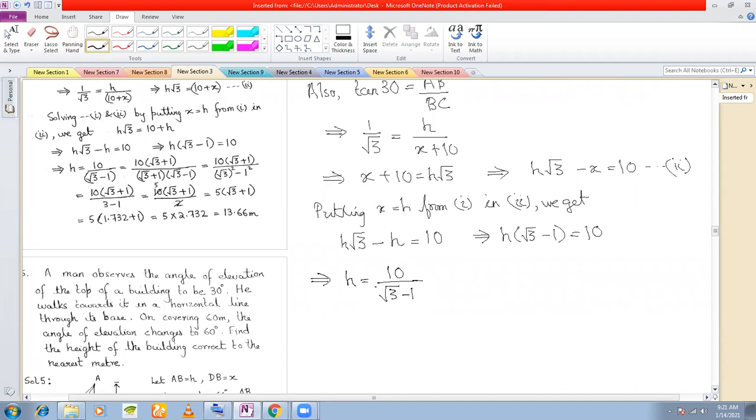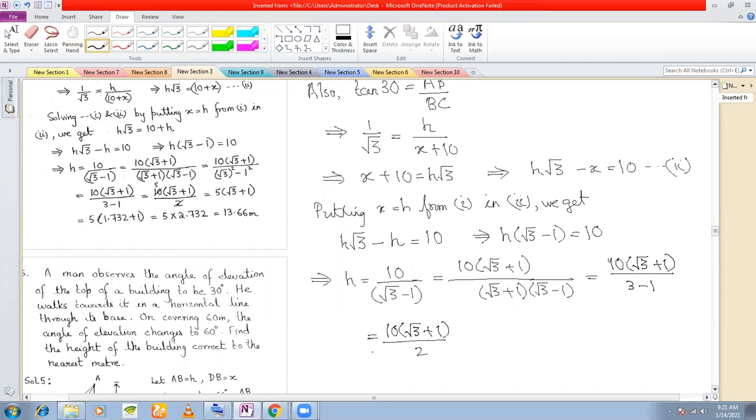Now because the denominator is irrational, we shall rationalize the denominator by multiplying by its conjugate. So 10 times (root 3 plus 1) over (root 3 minus 1) times (root 3 plus 1). So this is 10 times (root 3 plus 1) divided by 3 minus 1, which is 2. Okay. Now let us not cancel with 2. In fact, if we leave 2 in the denominator, it will become a little easier to calculate.